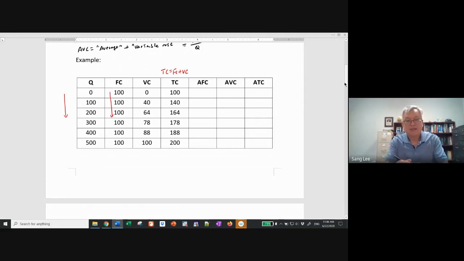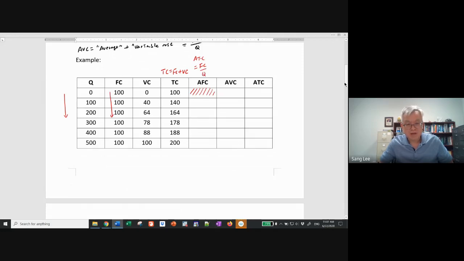Now, let's figure out the average cost. We have a family of average costs here: average fixed cost, average variable cost, and average total cost. So first, let's figure out average fixed cost. Now, the first cell, we cannot fill out the first blank here. Why? Because look, average fixed cost is fixed cost divided by Q.